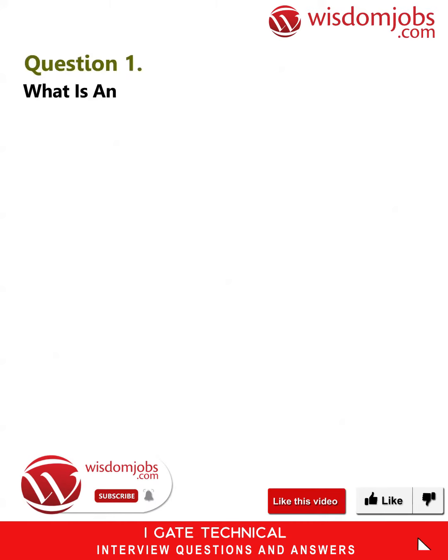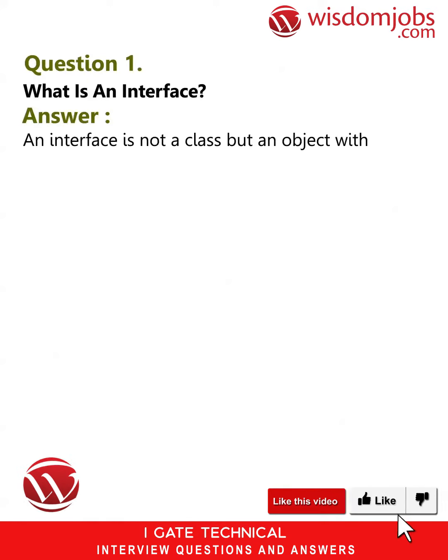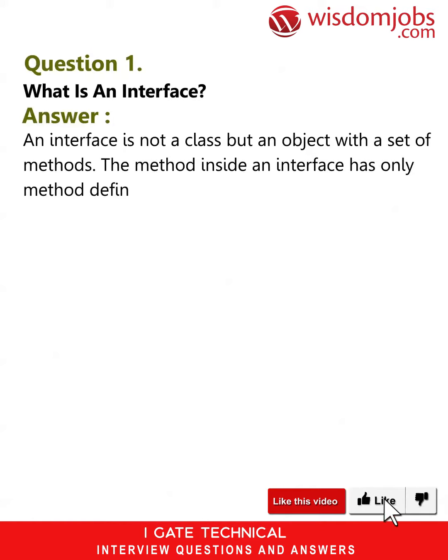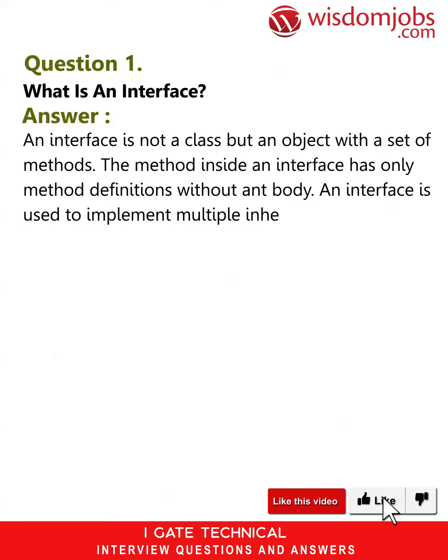Question 1. What is an interface? Answer. An interface is not a class but an object with a set of methods. The methods inside an interface have only method definitions without a body. An interface is used to implement multiple inheritance in code.